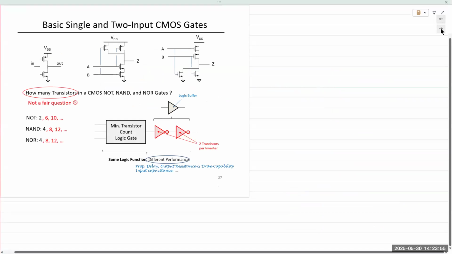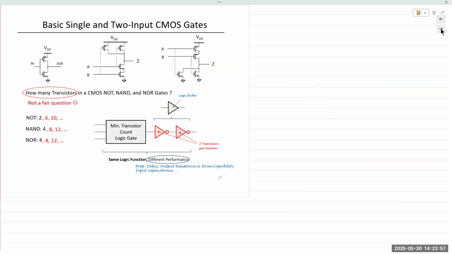So we have looked at the basic NOT gate, NAND gate, and the NOR gate. Each of these requires at least 2 or 4 transistors. So if you want to attach a simple logic buffer circuit, as shown in the circuit here, this logic buffer comprises 2 inverters, and each of these inverters requires 2 transistors.